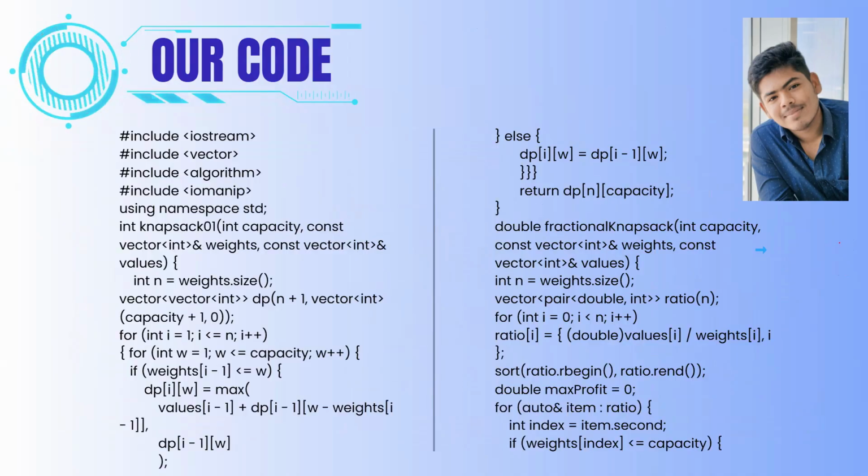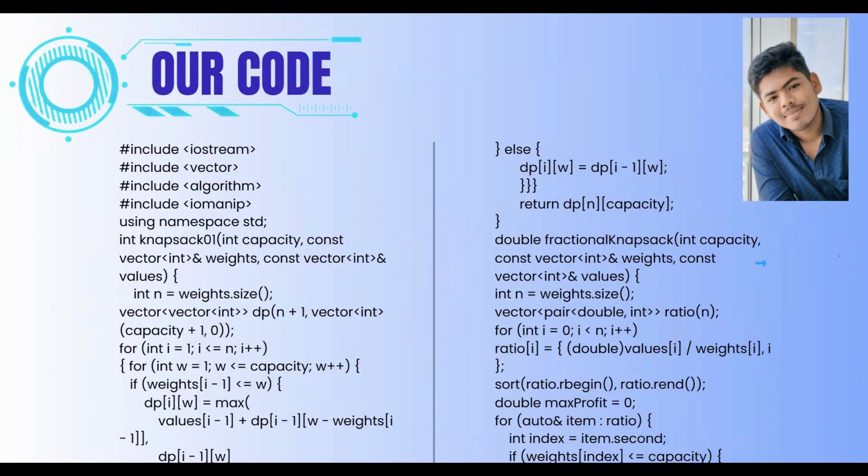Now I'm going to explain our code. My friend Karthikeya explained the algorithm of the 0/1 knapsack. I'm going to explain the code. Here, the first part of our code is the 0/1 knapsack dynamic programming solution. We start by taking the capacity of the knapsack along with two arrays, one for weights and another for values. Then we create a DP table where each cell dp[i][w] represents the maximum value that can be achieved using the first i items with a weight limit w.